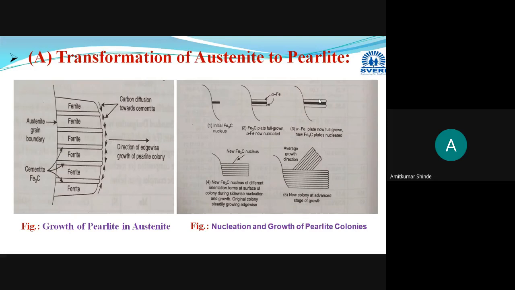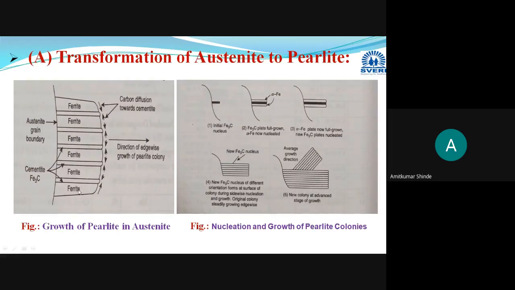In this way alternate layers of cementite and ferrite will be formed. This dark layer is cementite, then ferrite, cementite, ferrite, like this a number of layers will be formed. Cementite is forming due to diffusion. Here diffusion will occur in the adjacent region due to the rejection of the carbon, or deficiency of the carbon.